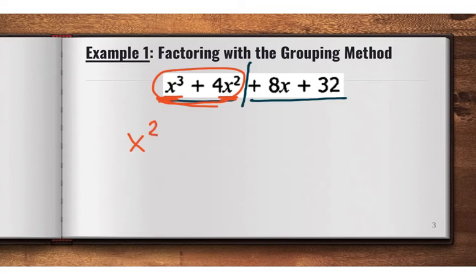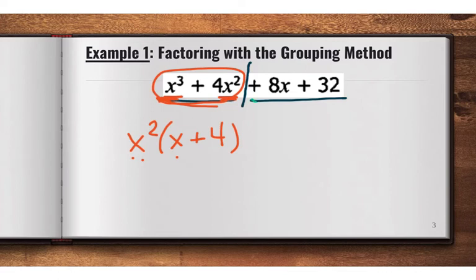Now, I'm going to use distributive property to help me figure out what else goes in the parentheses. So x squared times x would give me x to the third. So I still have x times x, and now times another x gives me x to the third. Now, x squared times 4 gives me 4x squared. And again, the plus needs to match the plus above.